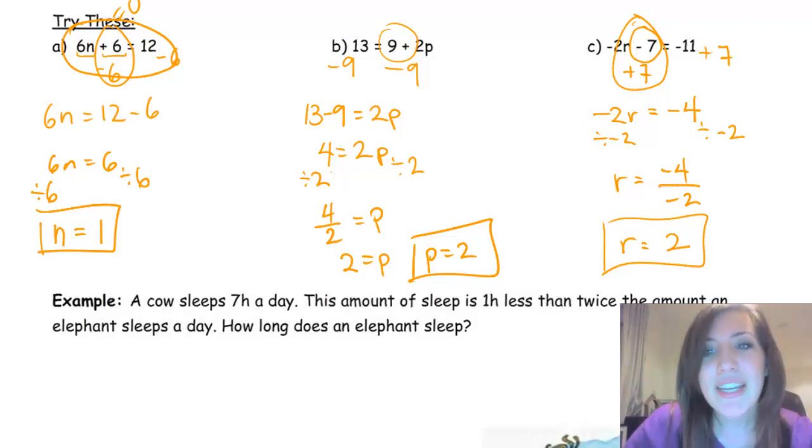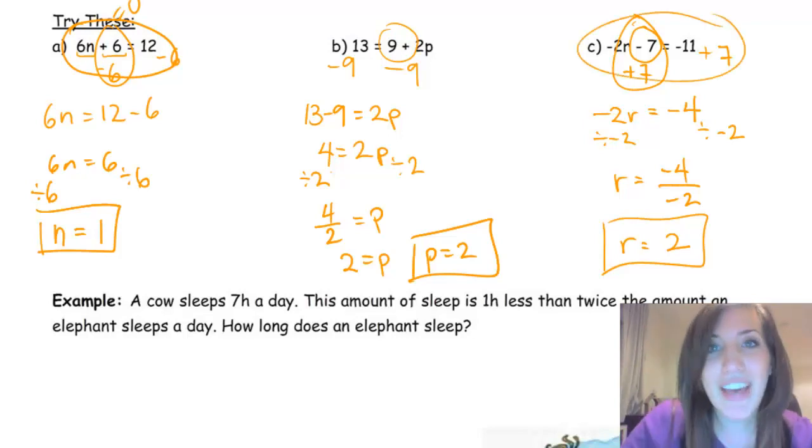So let's plug it in. Negative 2 times 2 is negative 4, minus 7 is negative 11. Great. We're on the right track here.